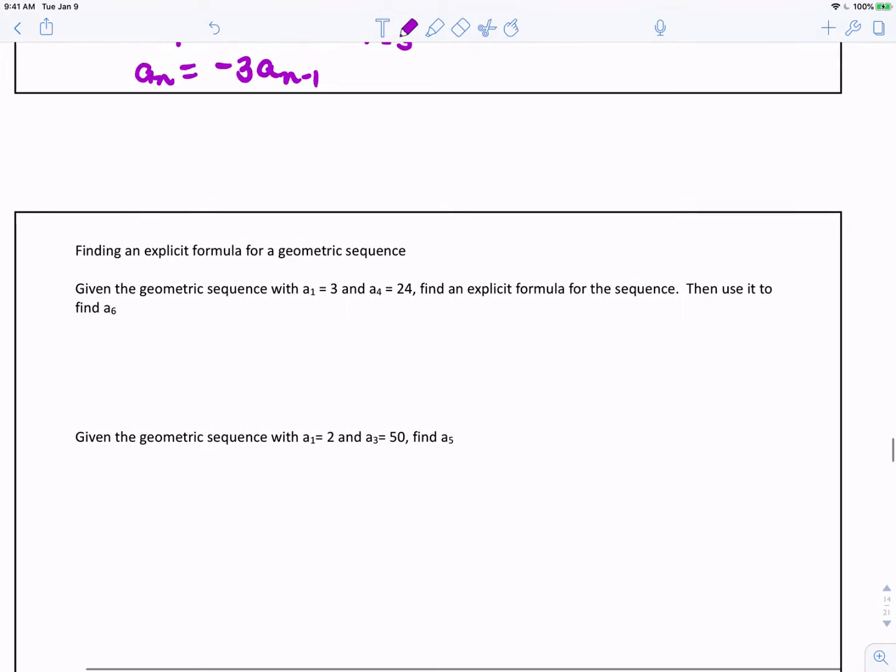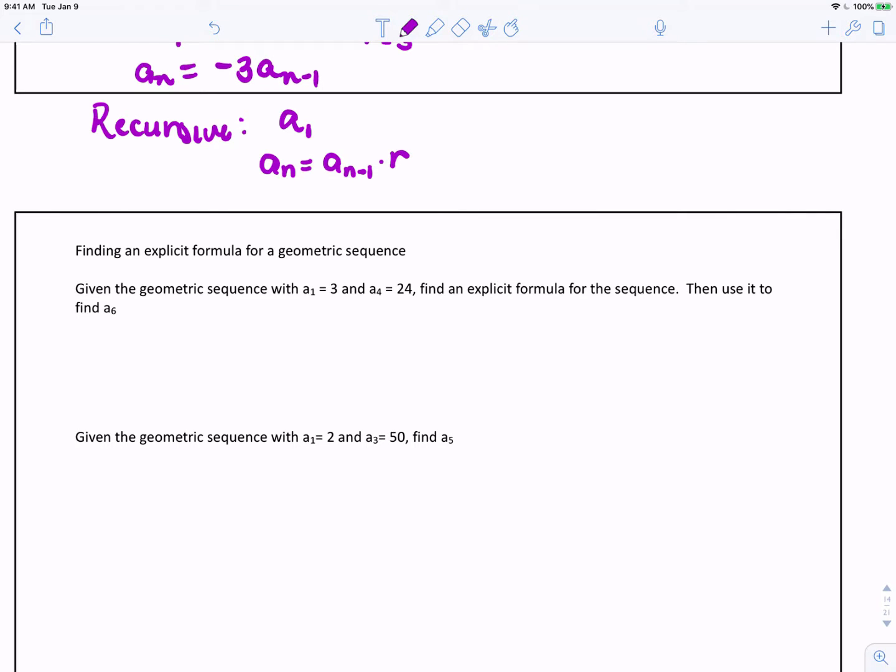So we already talked about the recursive definition of a geometric sequence where you're told a sub 1 and then a sub n is equal to the one that came before it times r, the common ratio. Explicitly, we can define geometric sequences this way: the nth term is equal to the first term times r to the n minus 1. So we can use this explicit formula to do this problem. So we know that a sub n is equal to a sub 1 r to the n minus 1.